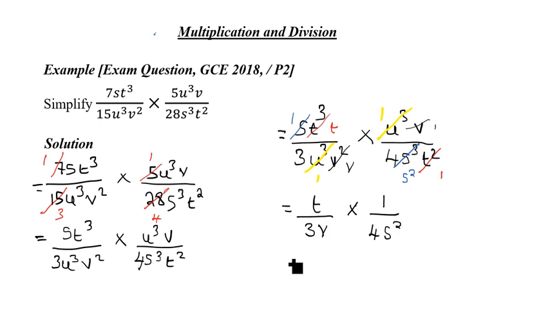Okay. And then when we multiply this, it will be t times 1. It will just give us t. Okay. Over 3 times 4, it will just give us 12. Then it will just be v and then s to the power 2. So this becomes our answer. As you can see, we cannot simplify this one further. We do not have any common factors that we can divide with. So this forms our answer. So the answer is just t over 12v s squared.